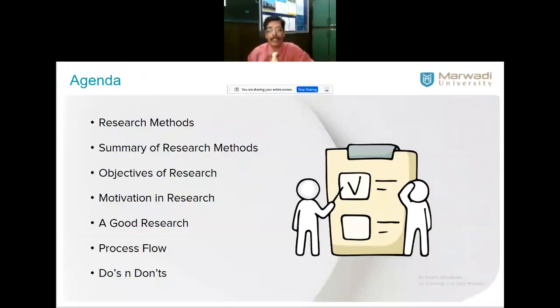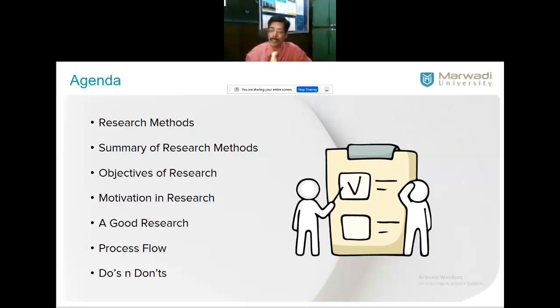We have these agendas as of today. We will have the definition of research basically. What are the research methods available and how to summarize them? What kind of methods are there? Why does somebody have to do research? What is the ending point, where does he want to go? Those are the objectives of research.